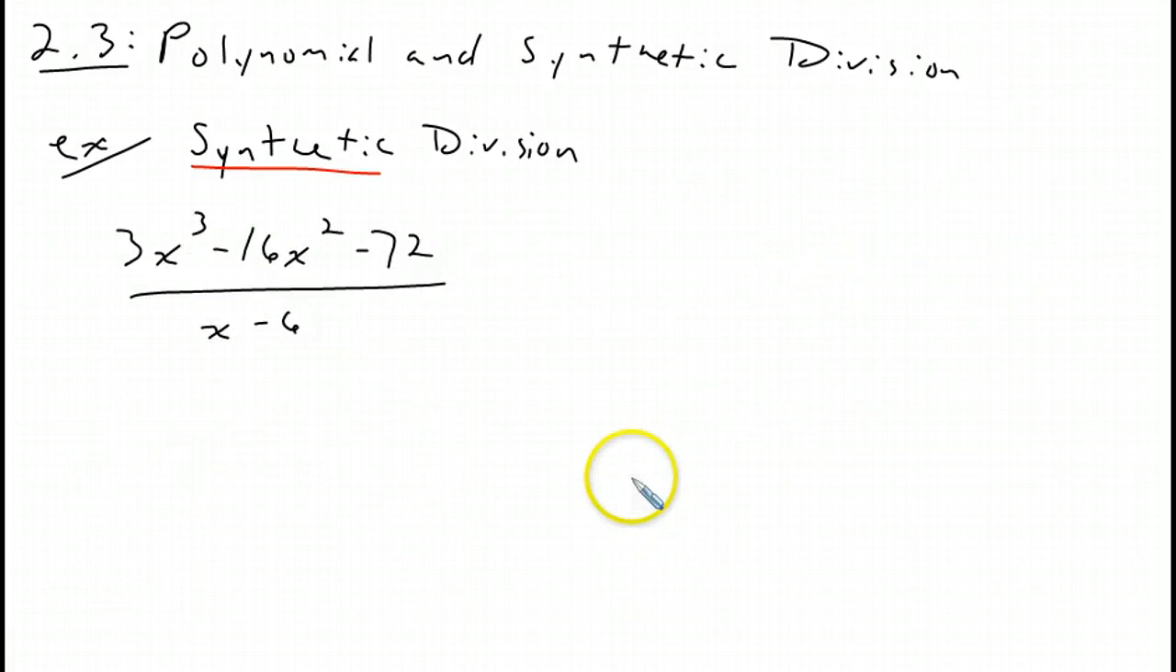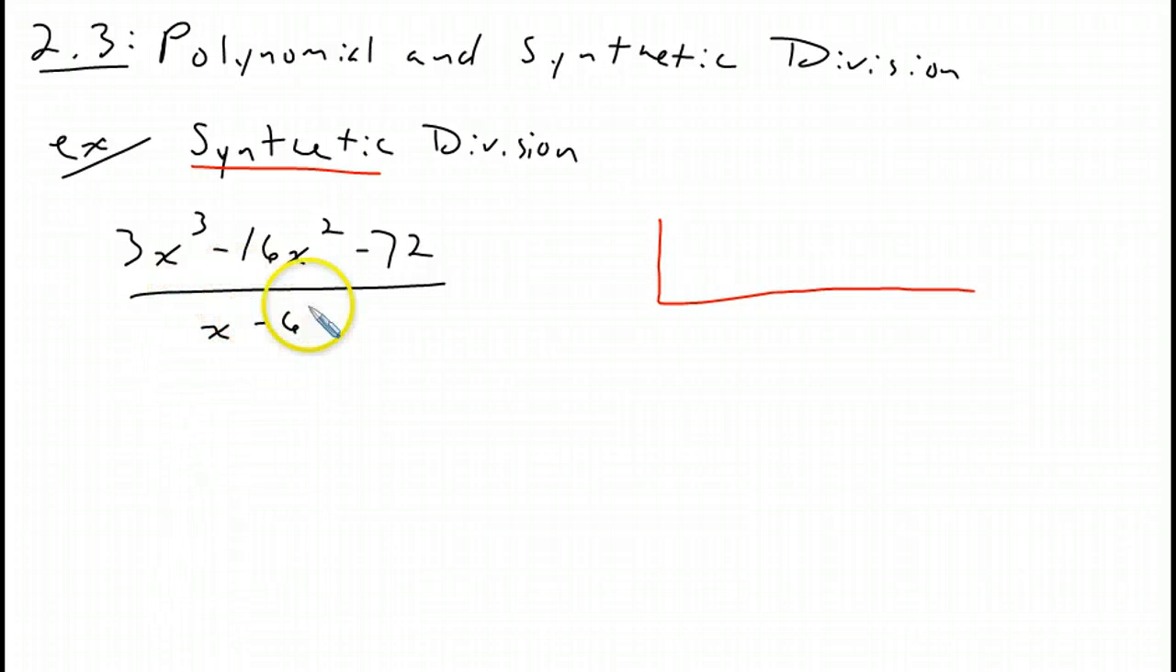I'm going to do this one by synthetic division again, just to give you guys another example. So again, I'm going to make my kind of upside down division. On the outside I have 6, on the inside I have the coefficients. So I have an x cubed, so I have 3, negative 16x squared, so minus 16. Well, look, I'm missing my x term, so again you have to put a placeholder, just like in long division. And then negative 72 is my constant term.